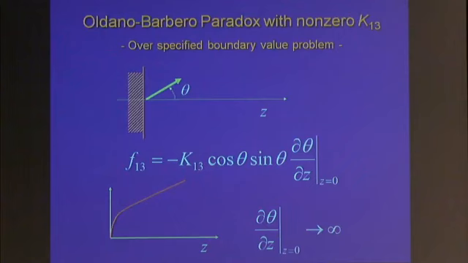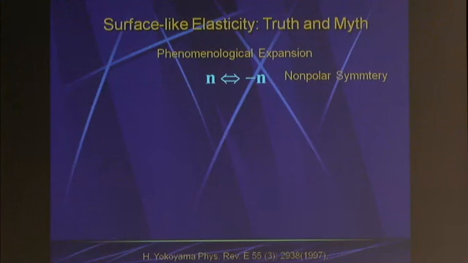And in fact, K13 makes the whole variational problem ill-posed or overspecified. That makes the behavior sort of arbitrary. In order to minimize the free energy, you can take whatever sharp distribution at the interface so that you can get the free energy indefinitely small. So there is no absolute minimum as long as you keep K13 finite.